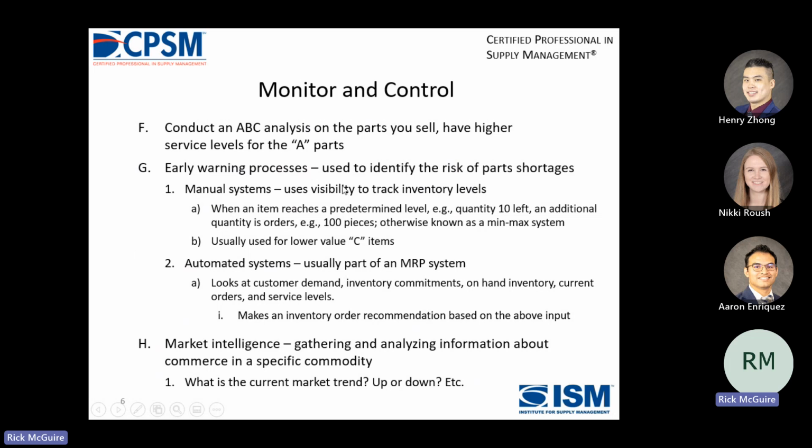Early warning processes are used to identify the risk of part shortages. So you've got manual systems, like Kanbans. When your Kanban has 10 left, or your min-max system has 10 left, you order 100 pieces based on your lead time. Usually you use this kind of min-max Kanban system for low-level C items.